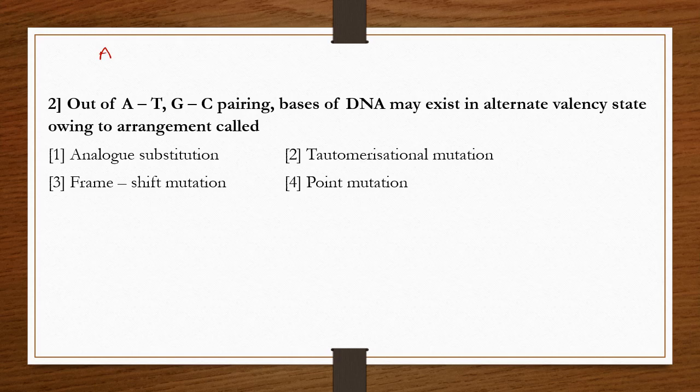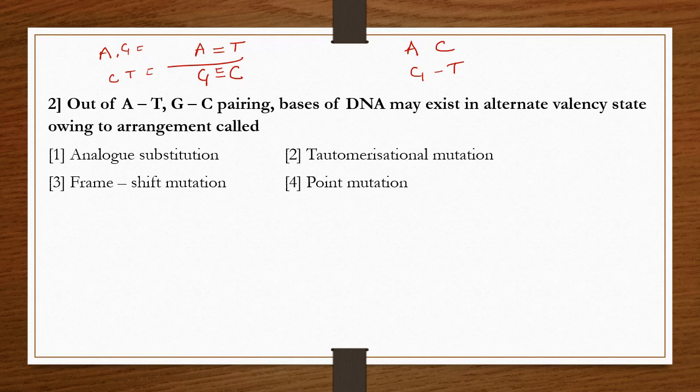Here adenine and guanine, A and G, are both one category. Cytosine and thymine are one category. So adenine always bonds with thymine. Guanine always bonds with cytosine. This is the rule. This question is asking about existence in alternate valency. That means A is bound with C and G is bound with T. If this happens, that arrangement is called.